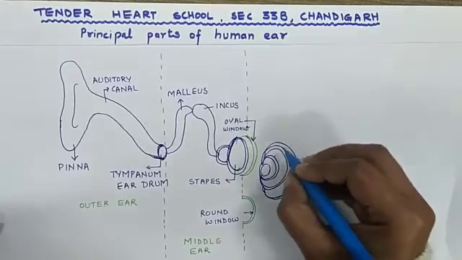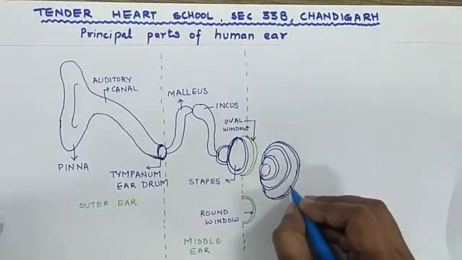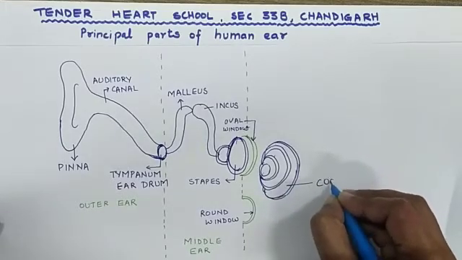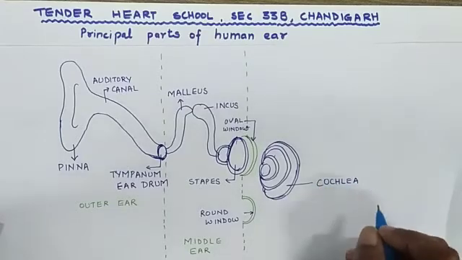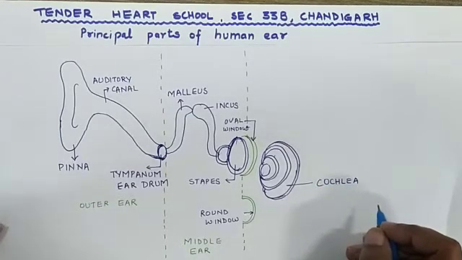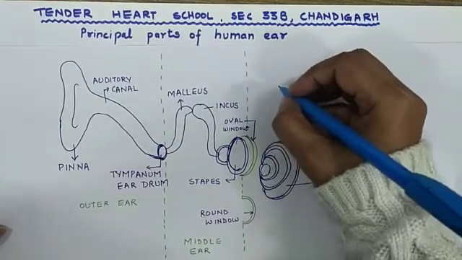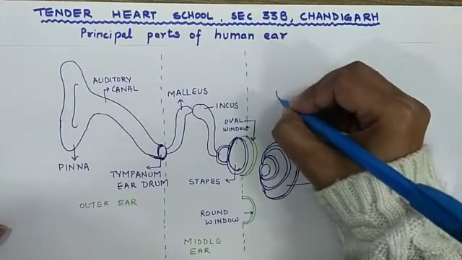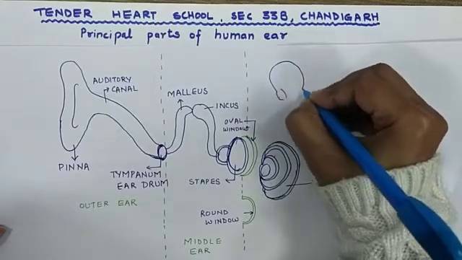So this is your cochlea. Let us label it. So this one is the cochlea. Also in the inner ear we have the semicircular canals. Three semicircular canals are there, which are present at right angles to each other. So you have this semicircular canal.